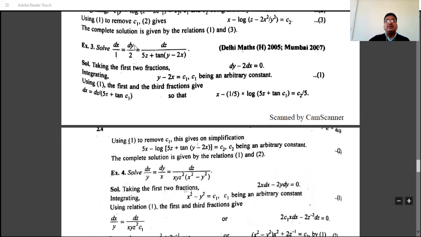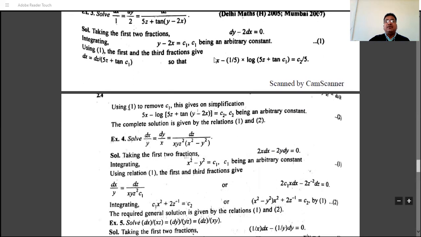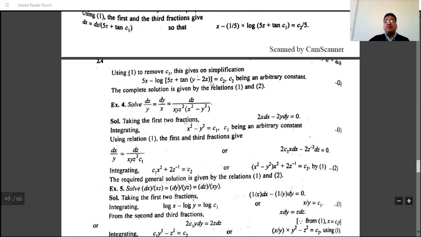So dx divided by 1, dy divided by 2, dz divided by. So consider first two ratios, two fractions: dx divided by 1 and dy divided by 2. We have this answer. Okay, and by considering first and third fraction, substitute y minus 2x as c1 in the second fraction. So we have the answer, and then resubstitute c1 as y minus 2x. So this is the second one, and so 1 and 2 give the general solution.